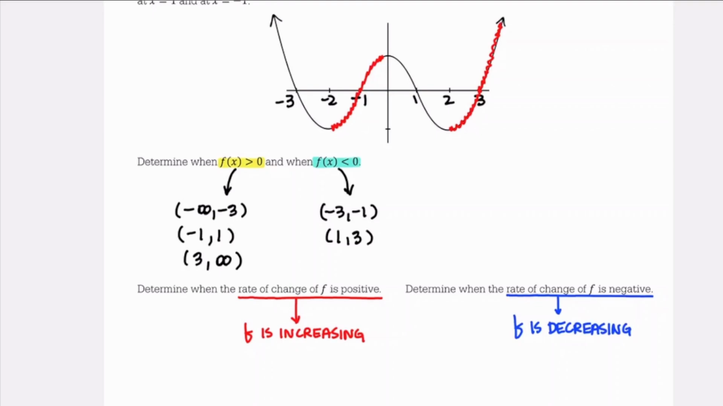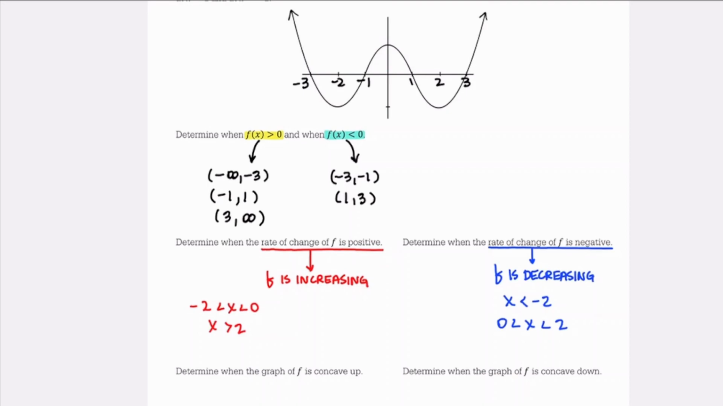So that would be between -2 and 0, and also when x is greater than 2. And if we're looking for where the rate of change of f is negative, that's where f is decreasing. Go to the graph, where as I move left to right, the graph is moving downhill. So that's where x is less than -2, and also between x equals 0 and x equals 2. So I'm going to say 0 is less than x, which is less than 2.